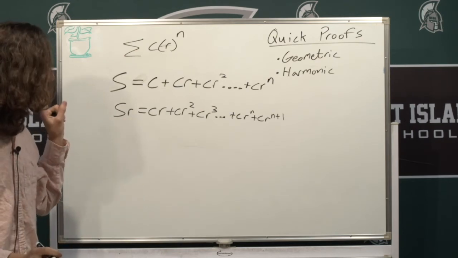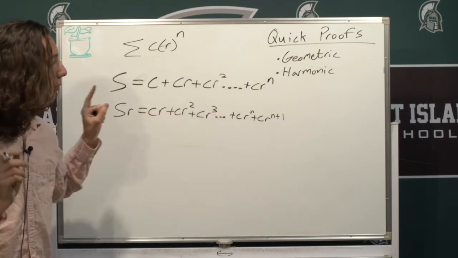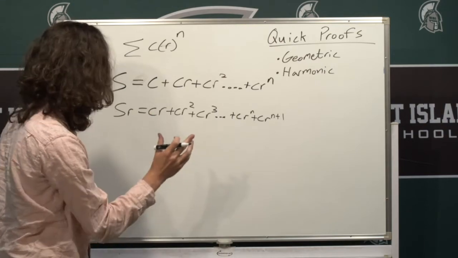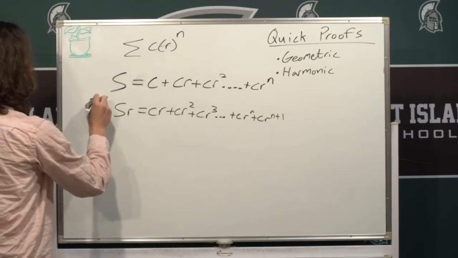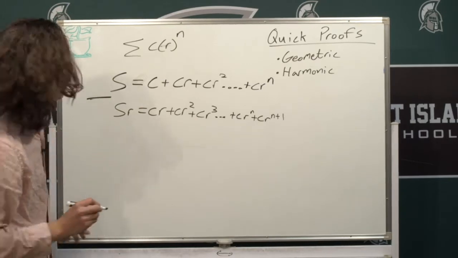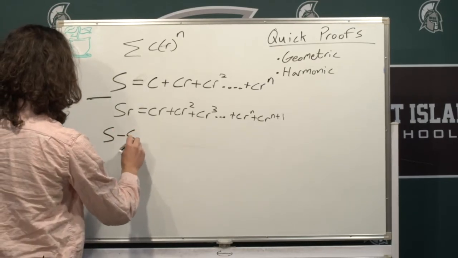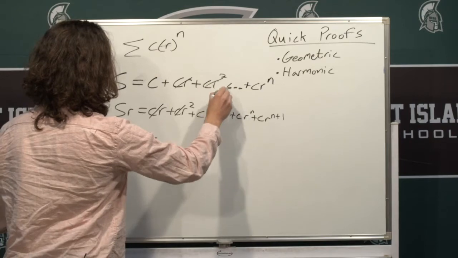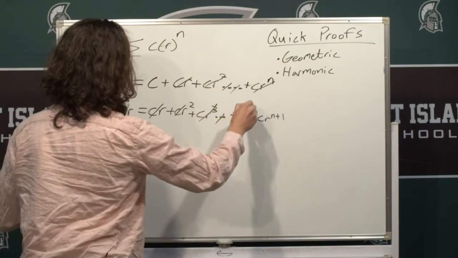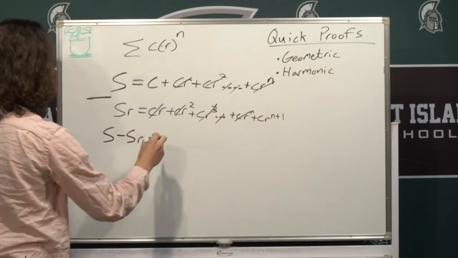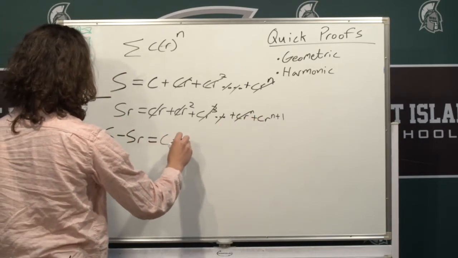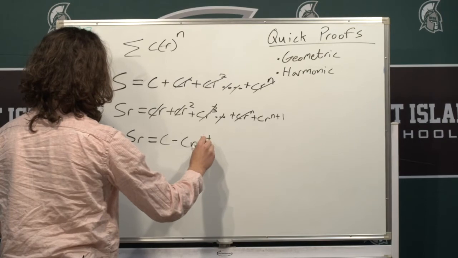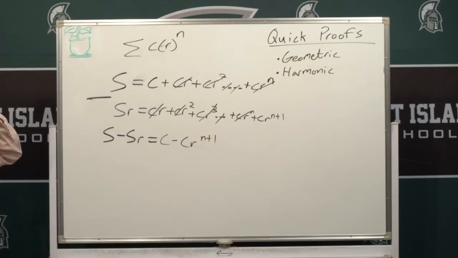And you can see that this is just multiplying every term by r, but you can also see that basically we've just shifted the whole series over one term. And so what we can do now is, what if we subtract these two series? Then we're going to get s minus s times r equals, well, when we subtract these, this cancels out with this, this cancels out with this, dot dot dot. This cancels out with this, and we're left with this and this. We get c minus cr to the n plus 1 equals s minus s times r.